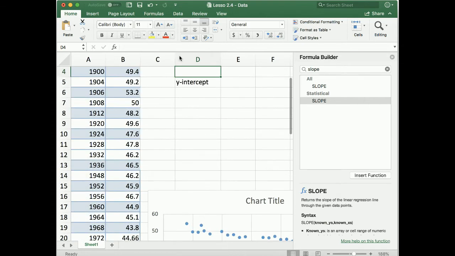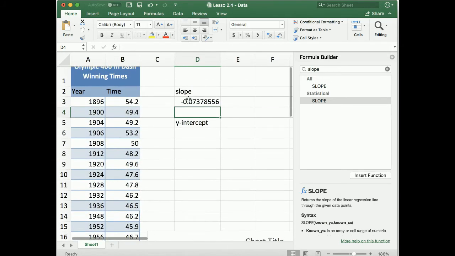So I'm going to go ahead and hit enter and just scroll up a little bit. So our slope is -0.07, which makes sense because the time is dropping. And now our y-intercept. So I'm going to come here and search for intercept.